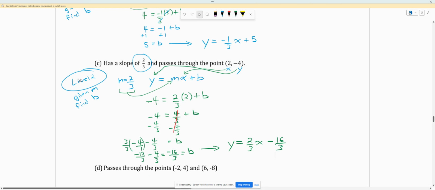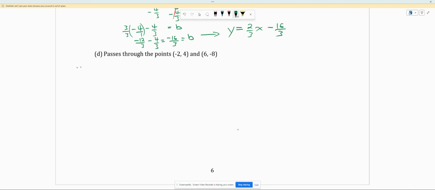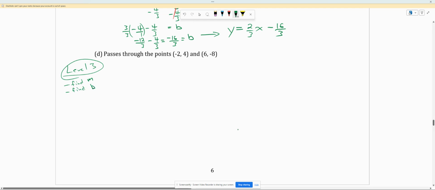That's a level 2, and it's a little different because we saw the fraction did not cancel. So it made it a little bit more challenging because we had to remember some fraction notation. All right, final one would be a level 3. So you notice a level 3, we have to find m and we have to find b. Now we're going to find b with the same method, but we don't even have m yet. So we can't go to the method that we did in the last two examples.